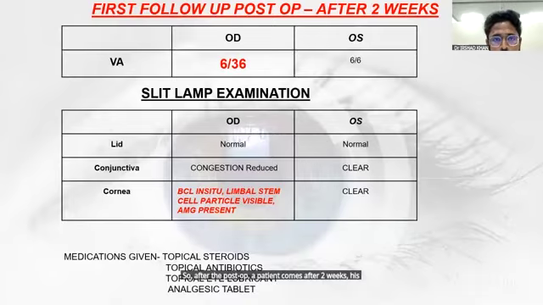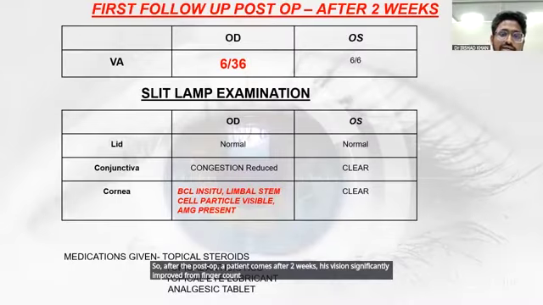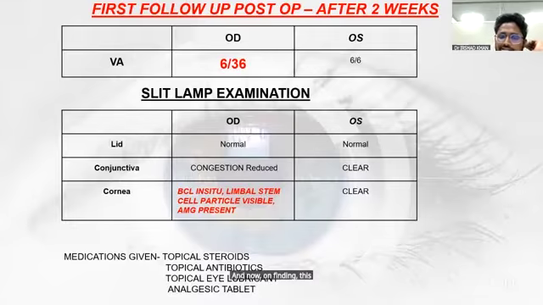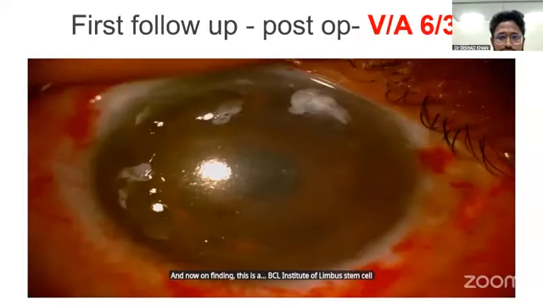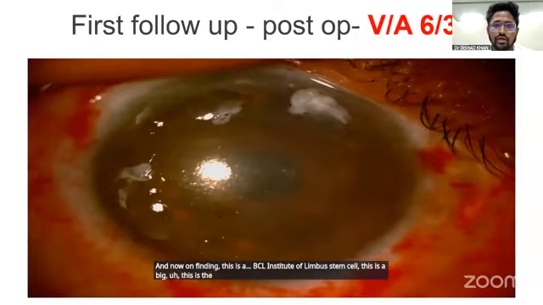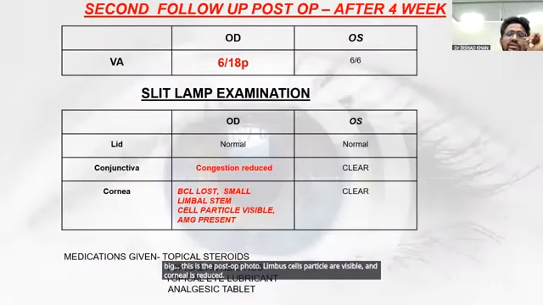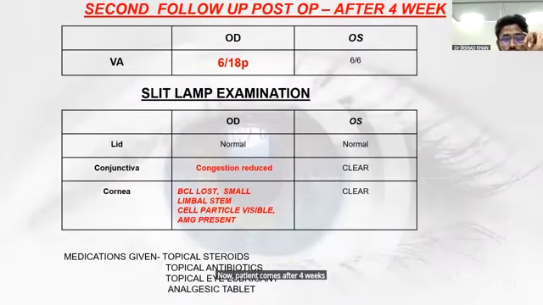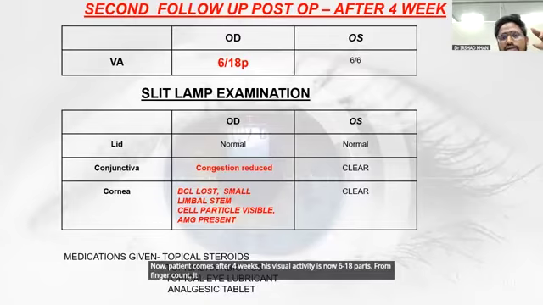So after the post-op, the patient comes after 2 weeks. His vision significantly improved from finger count at half meter to 6/36. And now on finding, these are the in situ limbal stem cells. This is the post-op photo. Limbal cell particles are visible and corneal haze is reduced. Now the patient comes after 4 weeks. His visual acuity is now 6/18 partial. From finger count, it significantly improved to 6/18 partial.